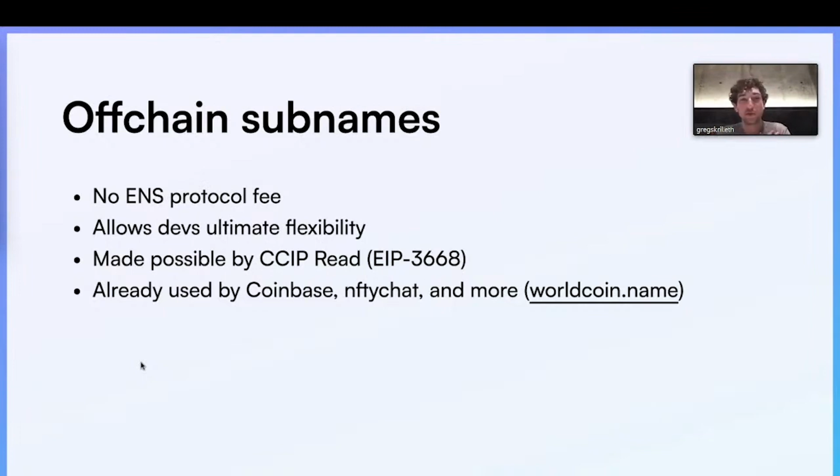And so when I was testing it out, I got ensiscool.cb.id, right? And if you were to go in MetaMask and send ETH to ensiscool.cb.id, it would work. And that is totally free for me. It's totally free for Coinbase. It is totally off-chain.